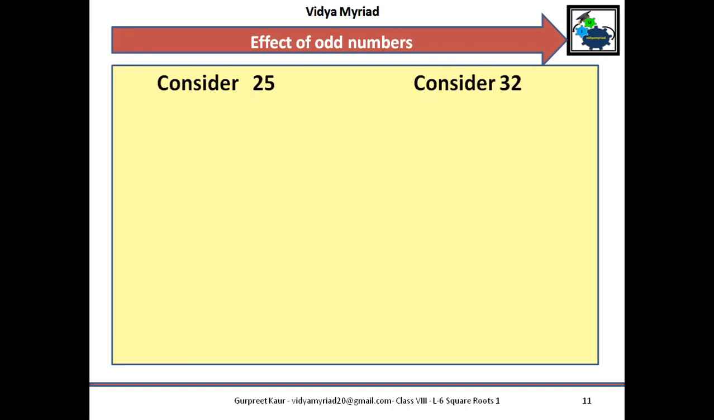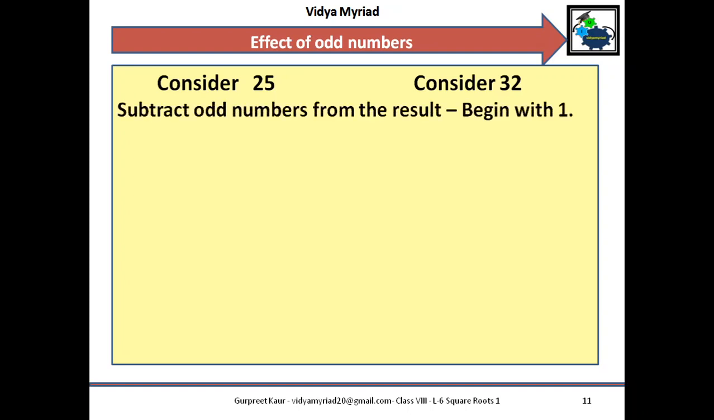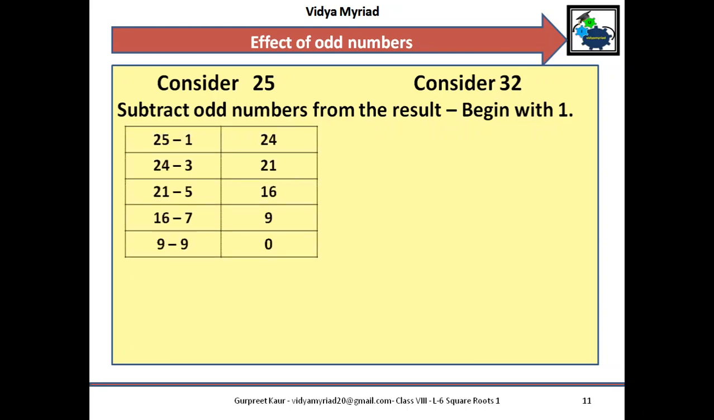Now, effect of the odd numbers. I have written two numbers, one is 25 and one is 32. This is very interesting. You should know the odd numbers correctly, only then your result will be correct. Now see, you have to start subtracting the number from 1. Your beginning is 1. That means if you look here, 25 minus 1.